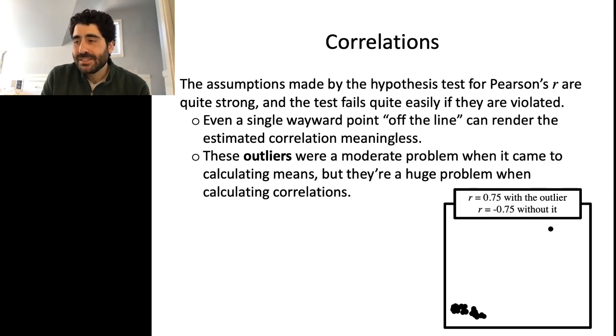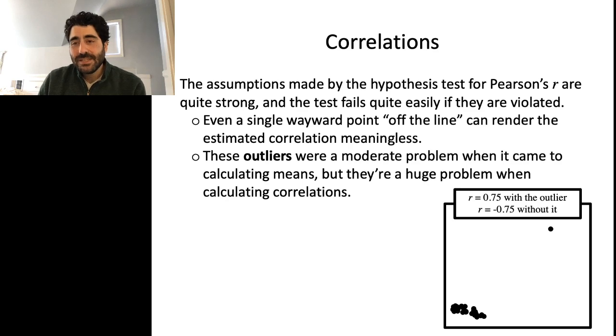So how can we deal with this? One way to try to deal with this would be to remove outliers in some principled way. This gets a little bit tricky because we want to make sure we're not just removing points that don't agree with our hypothesis, right? That's not a good way to do stats.